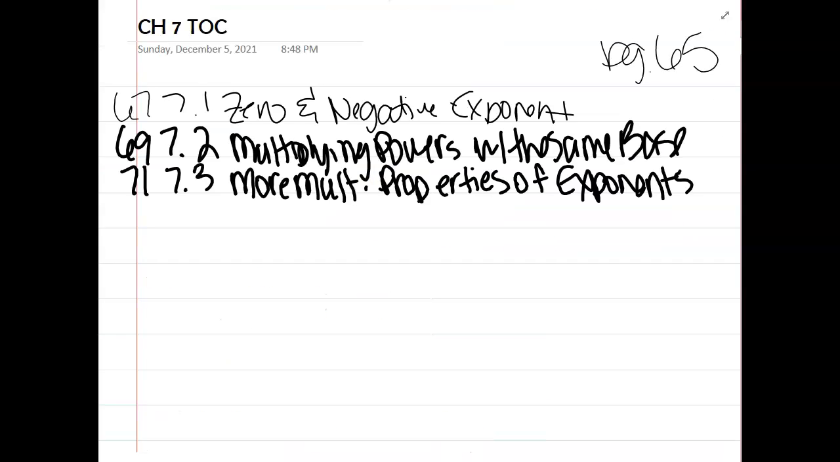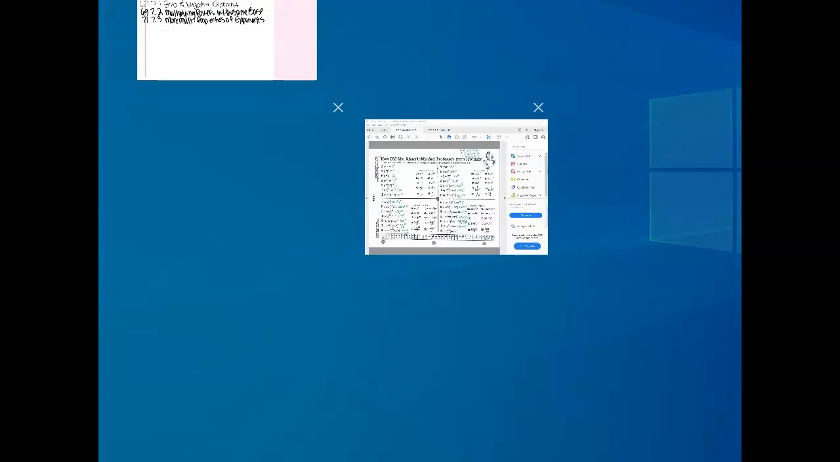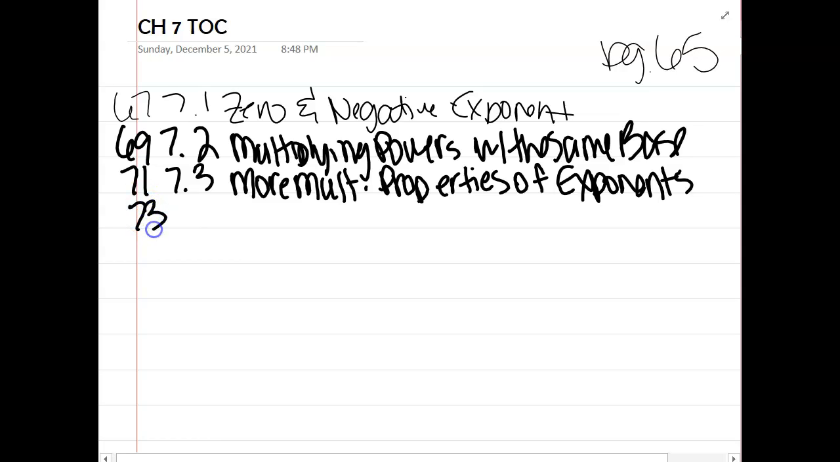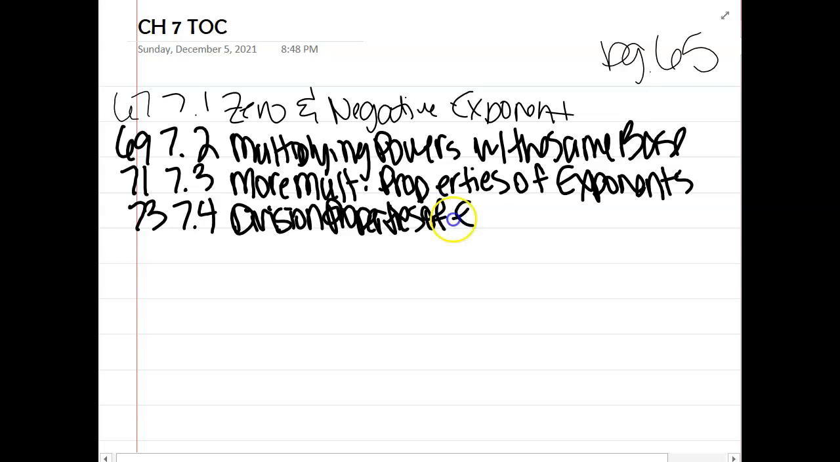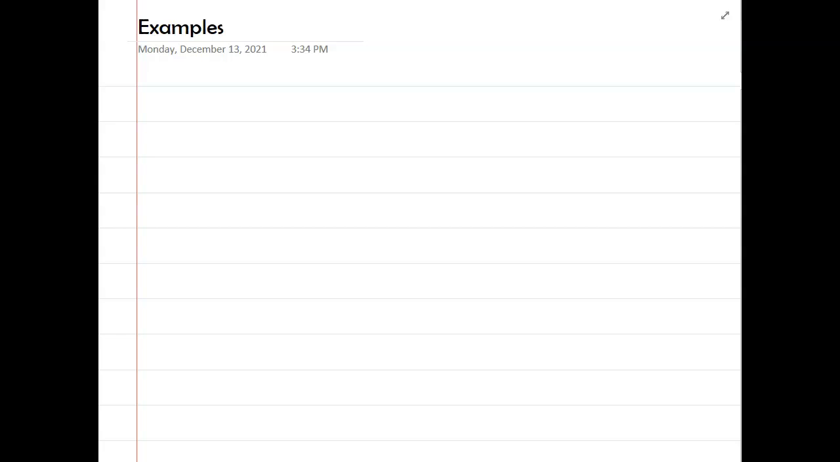All right, last section here. This should be page 73, section 7.4, and it's going to be division properties of exponents. All right, number 1. Number 1 says 3 to the 5th over 3 squared. Now we have our rule. We are dividing powers that have the same base.